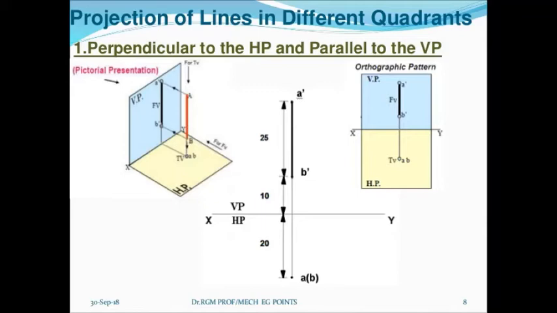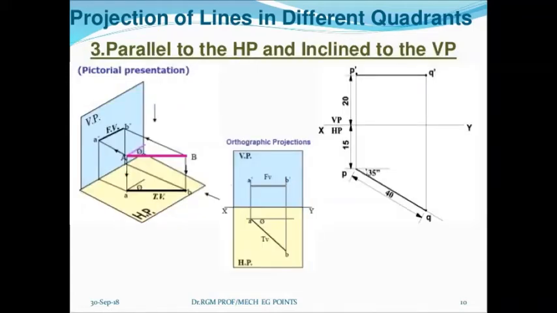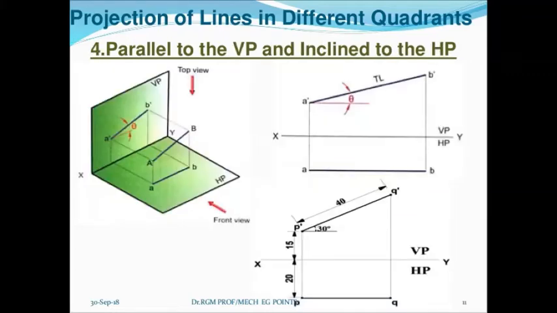Now, this slide shows the position of the line with respect to our reference planes. We have 2 important reference planes, the vertical plane and the horizontal plane. This isometric figure shows the line which is fixed perpendicular to HP and parallel to VP. Next, this isometric figure shows the line which is perpendicular to VP and parallel to HP. And this figure shows the third condition, that is line parallel to HP and inclined to VP.